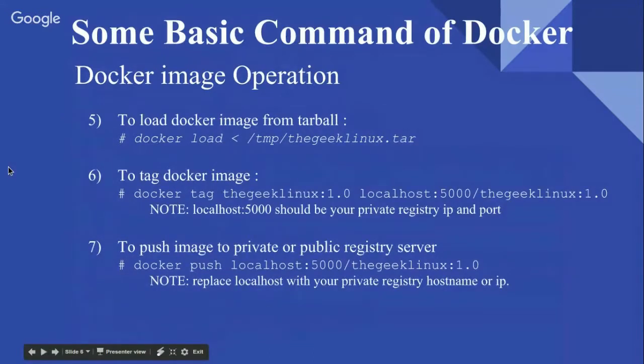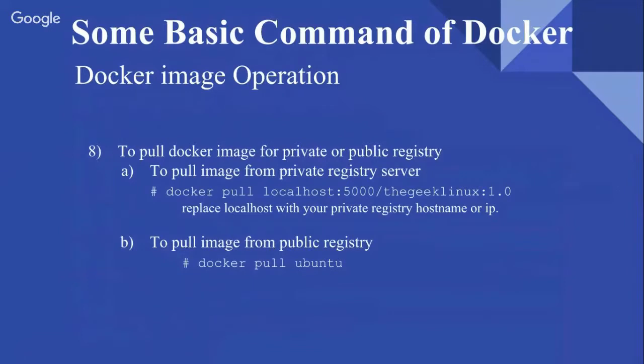And how to load the image from the tarball. It's docker load, then less-than sign, and then the path of the tarball. And how to tag the images, it's docker tag, image name, and then localhost colon 5000. So localhost 5000 should be your private registry IP and port. You can tag it and push it to the registry, into private and public registries. So docker push localhost colon 5000 slash the image name, replacing localhost with your private registry hostname and IP.